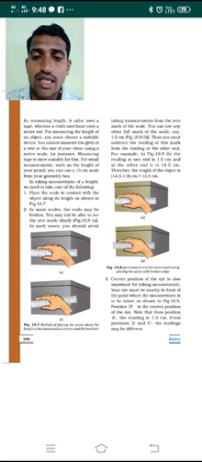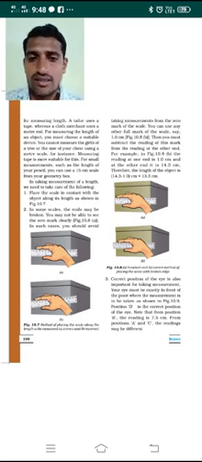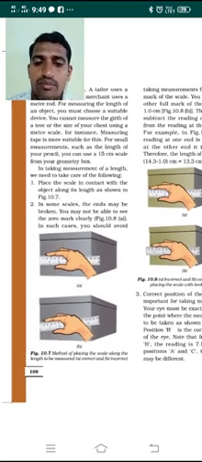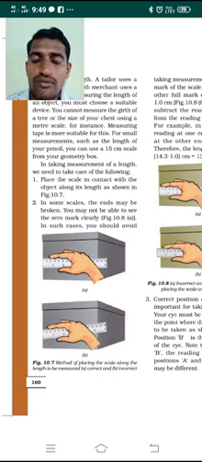The first one is, place the scale in contact with the object along its length. As shown in figure 10.7a, whenever you want to take a measurement of any object with a scale, you have to place the scale in contact with the object along its length, meaning in a straight direction. Look at figure 10.7a, wherein it is placed exactly in contact with the object.